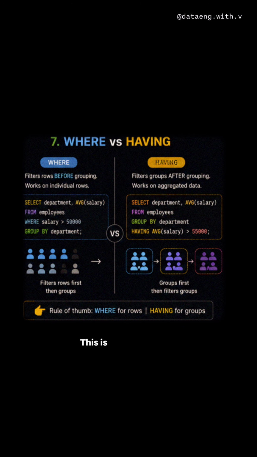Where versus having. This is one of the most important SQL internal concepts. Where filters rows before grouping. Having filters groups after aggregation. That single difference changes how the entire query behaves.